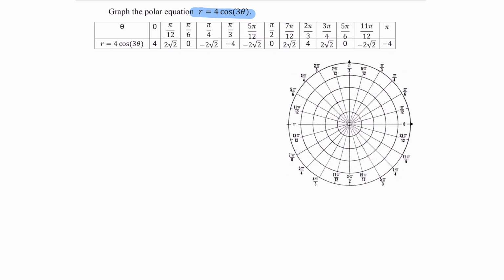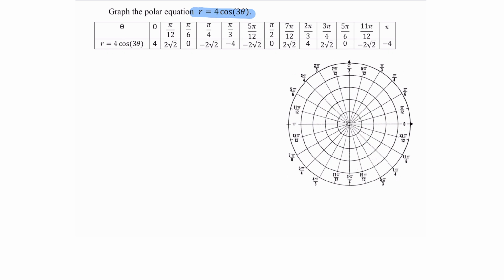If the coefficient in front of your theta were even for a polar equation of this form, then you would have twice as many petals as the coefficient. What I've done so far is set up a table of values for inputs of theta and the outputs of r from our equation. So let's try going through a couple of these.